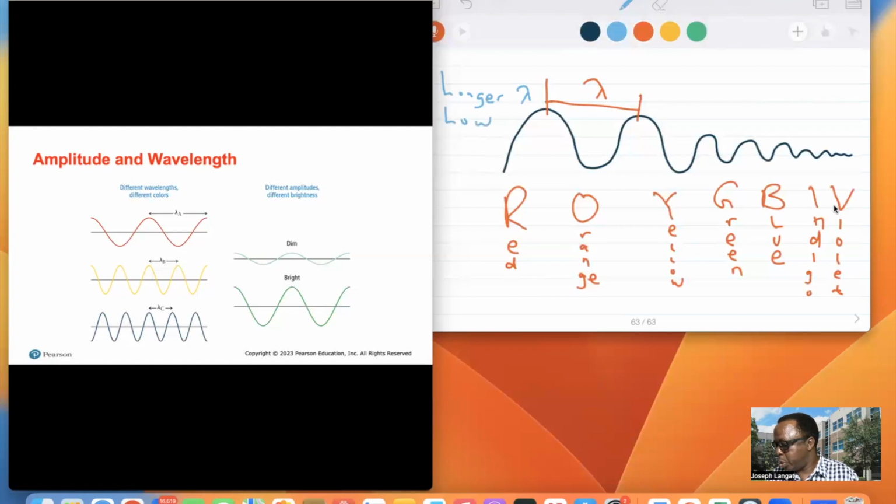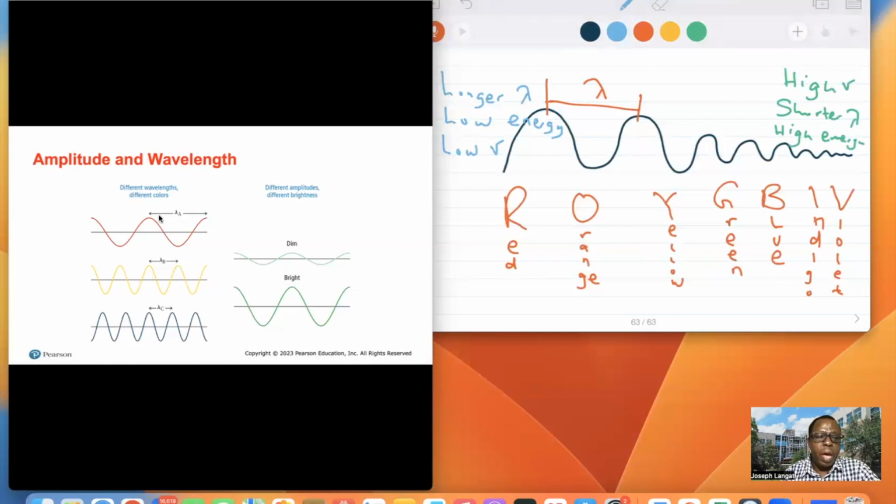low energy. This region has low energy, longer wavelength, and low frequency, low frequency. On this side, there is high frequency, shorter wavelength, and high energy. We'll come back to this again, but I just wanted to show you this.